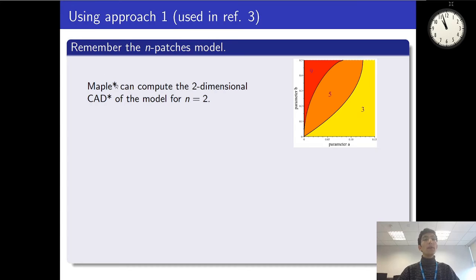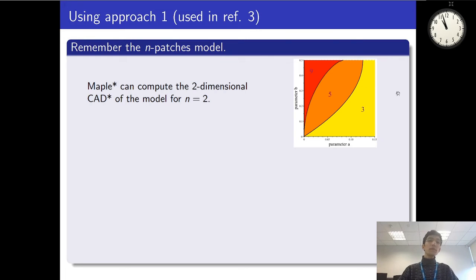So by Maple star, I mean Maple on our laptop, and with CAD star, I mean OpenCAD with respect to discriminant variety implemented in RootFinding package. So for two patch, our computer could finish the computation, and you see that it starts for fixed value of b. When you start with a small value of a, you have 9 steady states. Then when you increase it becomes 5, then it becomes 3.